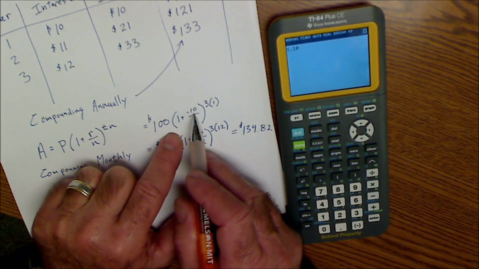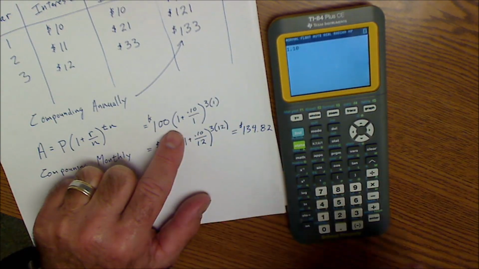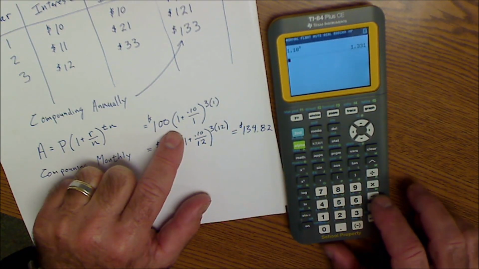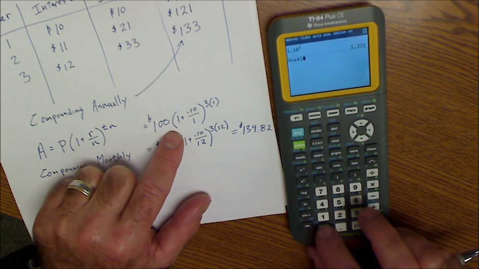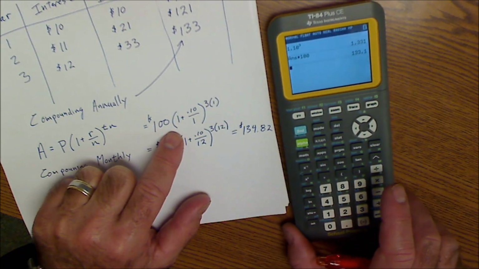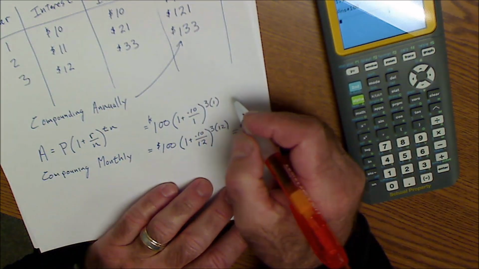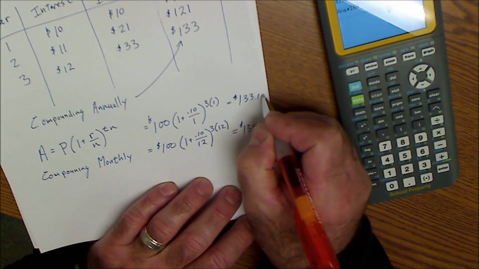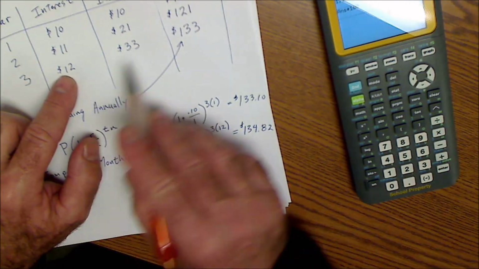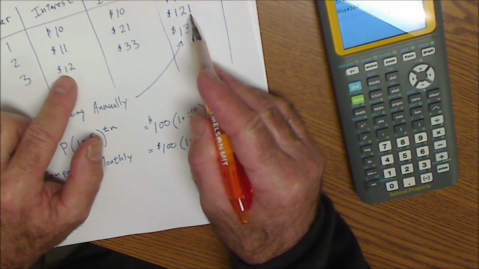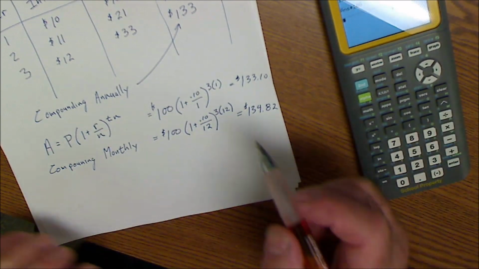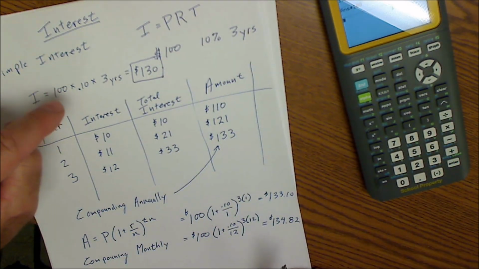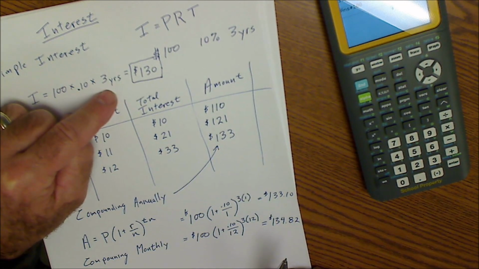1.10, right? 0.1 divided by 1 plus 1 to the power of 3 times 1 times that $100, and that would give me $133, the same as I got right there. A little bit of difference of 10 cents because I rounded on this 12. The 10 cents is actually on that 1. So that's how you do simple interest, principal times interest rate times the time period.